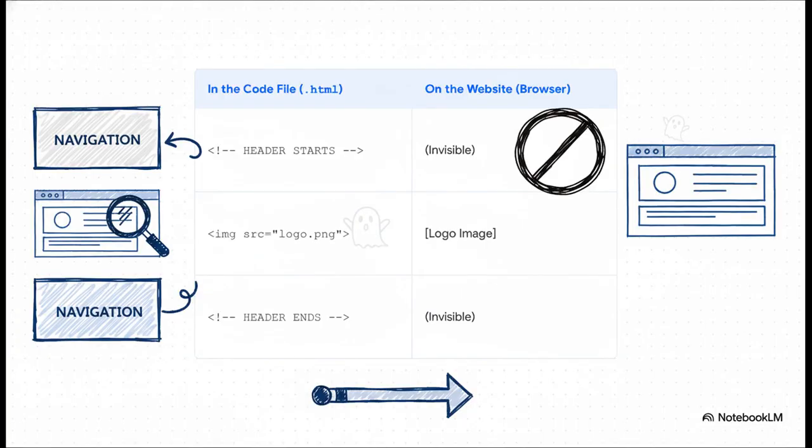And here is a perfect example of that roadmap in action. See on the left, in the code, we've got comments labeling different sections, like navigation start. But look on the right, at the actual website. Those labels are gone, totally invisible. So you get all that amazing organization without any of the clutter on your final page. It's the best of both worlds.